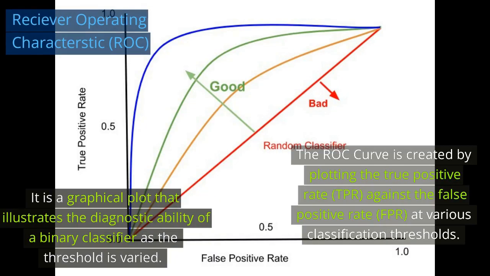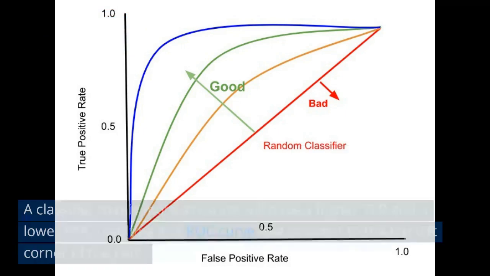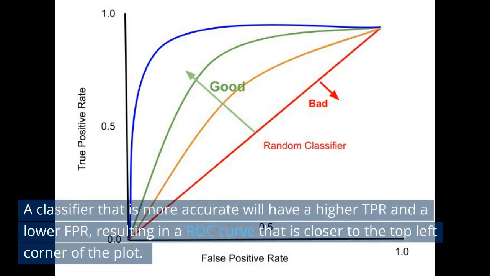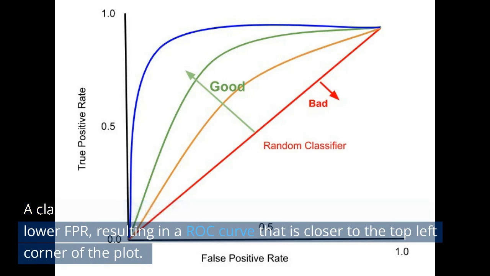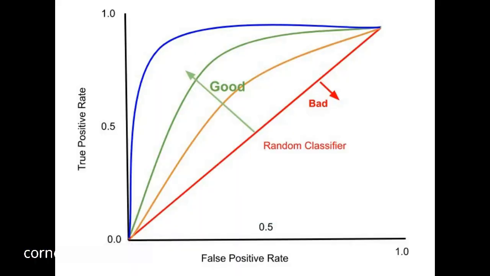Receiver operating characteristics, also known as ROC. It is a graphical plot that illustrates the diagnostic ability of a binary classifier as the threshold is varied. The ROC curve is created by plotting the true positive rate against the false positive rate at various classification thresholds. A classifier that is more accurate will have a higher true positive rate and a lower false positive rate, resulting in a ROC curve that is closer to the top left corner of the plot.